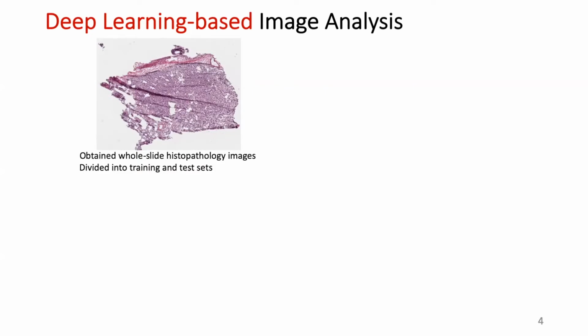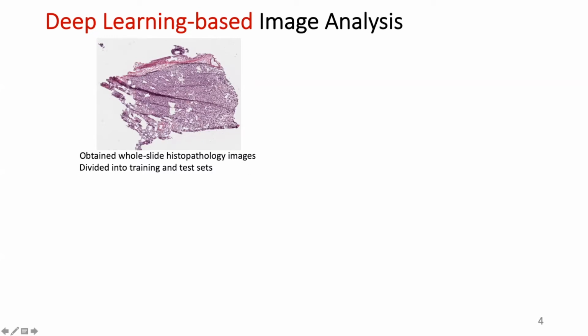So first, we obtain the whole slide histopathology images. These are the high-resolution whole slide histopathology scans consisting of a few billions of pixels per sample. And we divide them into distinct training and test sets to facilitate our machine learning process. One challenge we would encounter here is that the raw dimension of these slides is huge, several billions of pixels. And the file size is large, and not every region will contain useful biological signals.